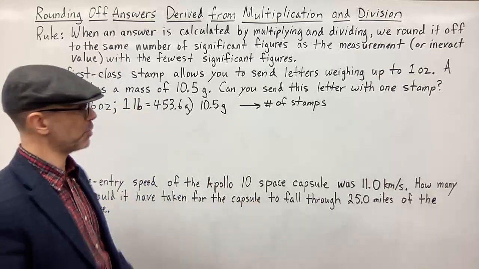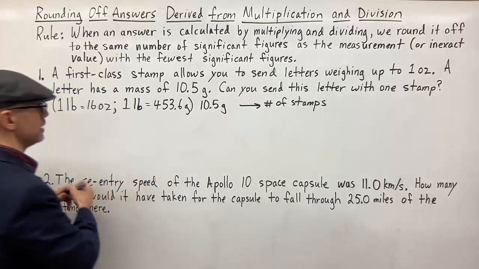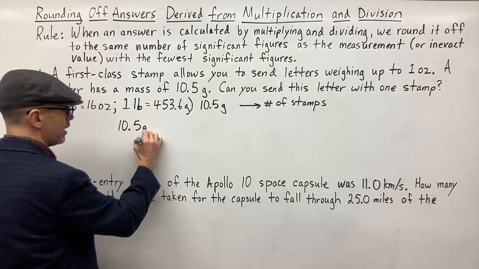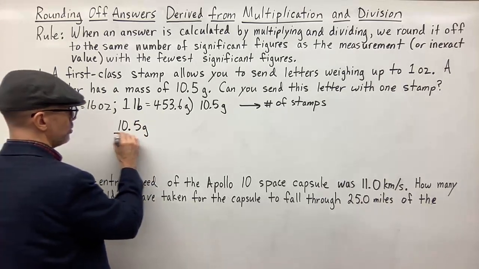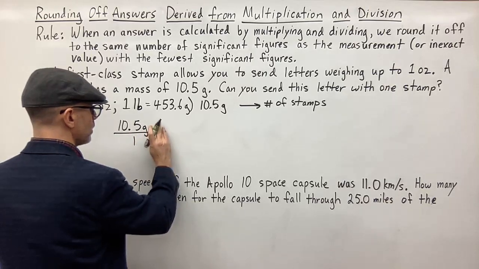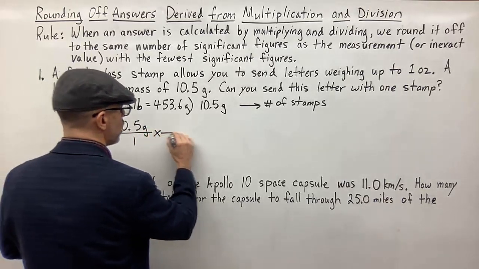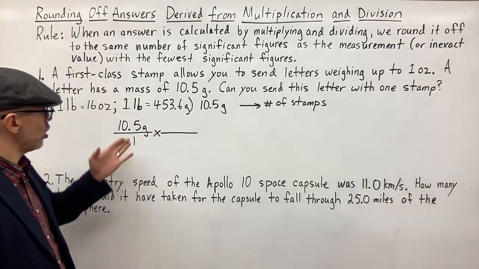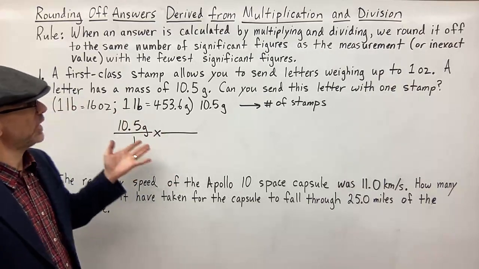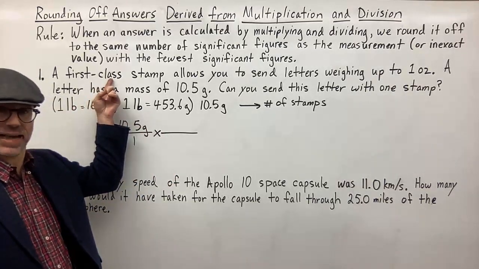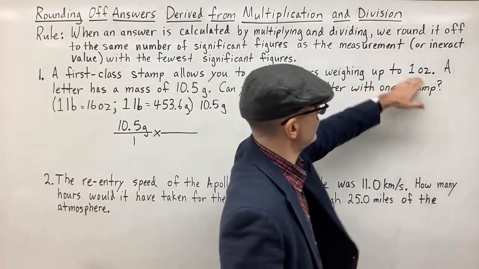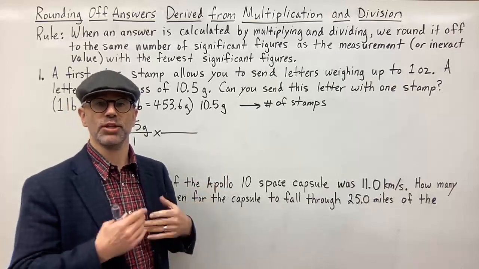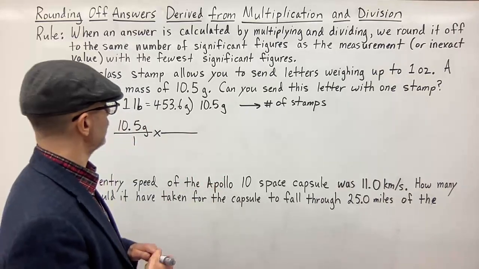Okay, so we need to set up our problem. So we always begin with this. So we're going to begin with the 10.5 grams. That's the mass of our letter. We're going to put that over 1. And we need to start converting. We're going to convert until we get to number of stamps. So we know that 1 first class stamp is related to ounces. So if we could get to ounces, then we could use that relationship to convert to the number of stamps. So let's try to get to ounces.